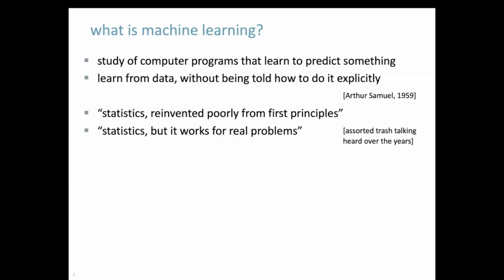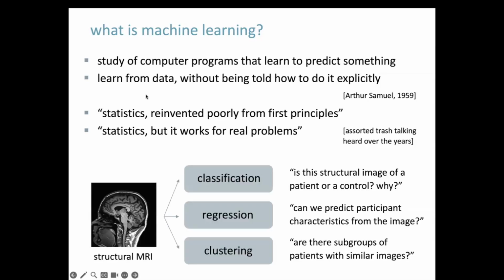So, these could be informal definitions that people bring up. Or you could think about it from the perspective of the way people typically think of it. They come to me and say, we want to learn to distinguish patients from controls. We want to predict some characteristics of the patient from the image. Or are there some groups of patients whose images are similar in some way? And often when people come to me, they come from one of these three angles. But the most important thing is it really depends. And the goal of the talk is to give you some idea of what it depends on.